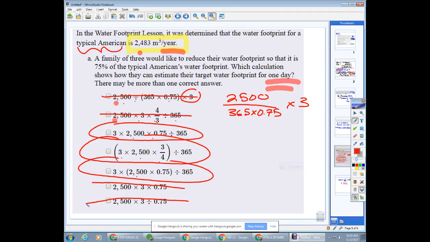Anyone have their version of this up right now? Are you shuffled or in the same order as mine? Different order? Yeah, so you've got to look through there and figure out which ones we identified there.